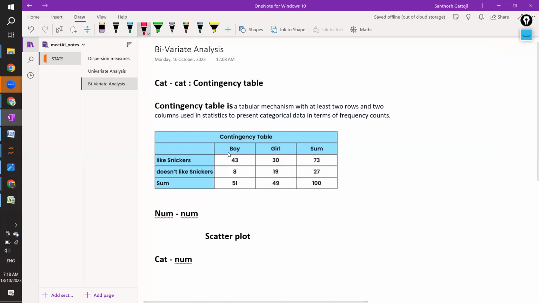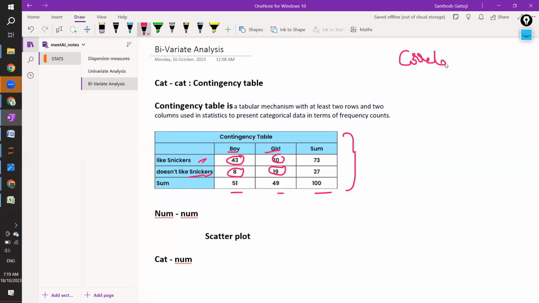Okay, so in boys, how many people are eating Snickers? How many people don't like Snickers? Okay, girl liking, not liking. Get it?